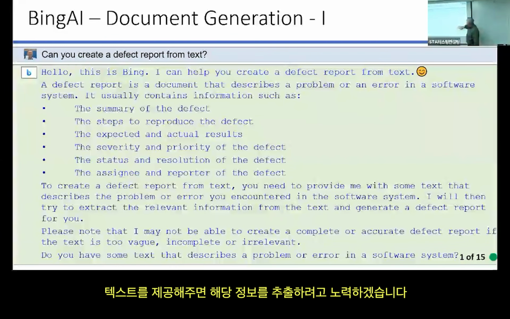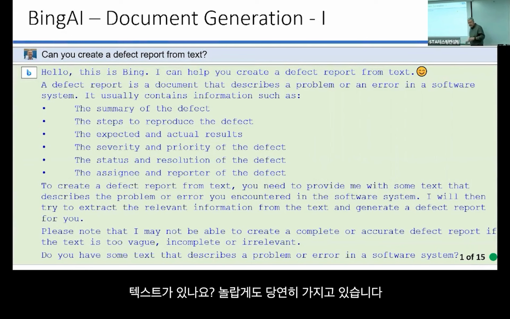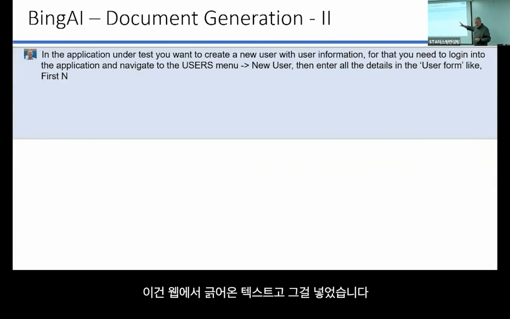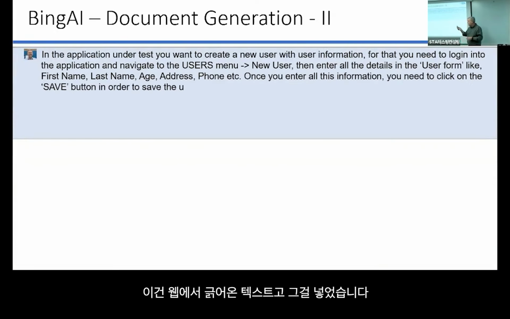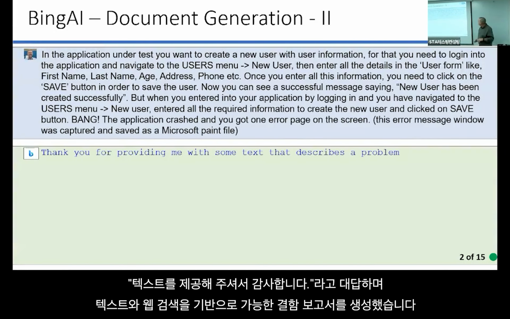To create a defect report from text, you need to provide me with some text. Oh yeah, that seems fair. I will then try to extract the relevant information. Blah, blah, blah. I may not be able to write a complete or accurate defect report if the text is too vague, so don't be too vague. Do you have some text? Well, surprise, surprise, yes, I do. And, well, don't worry about this. This is just some text I grabbed off the web, and I fed it this text.